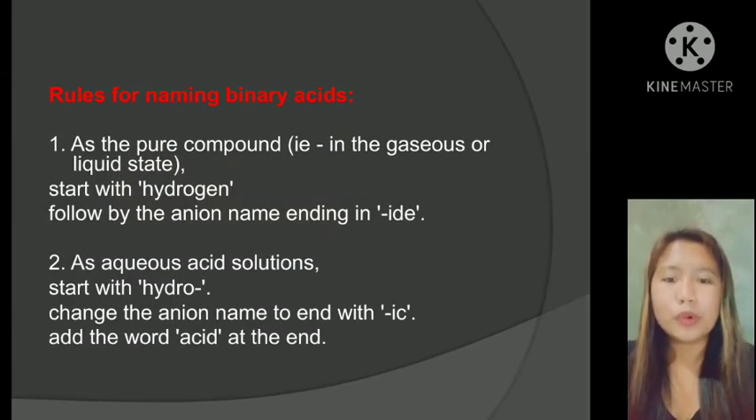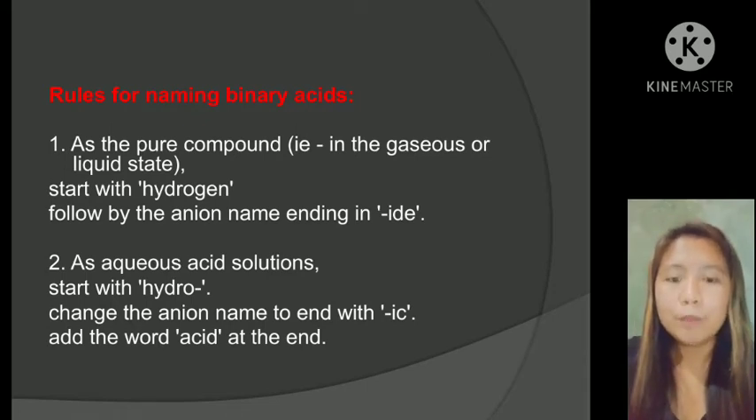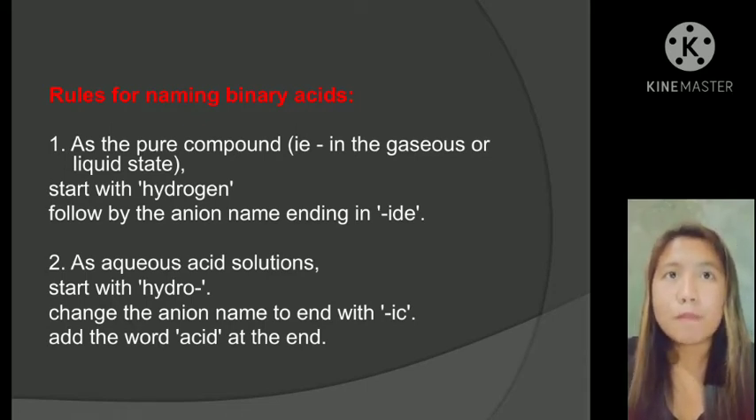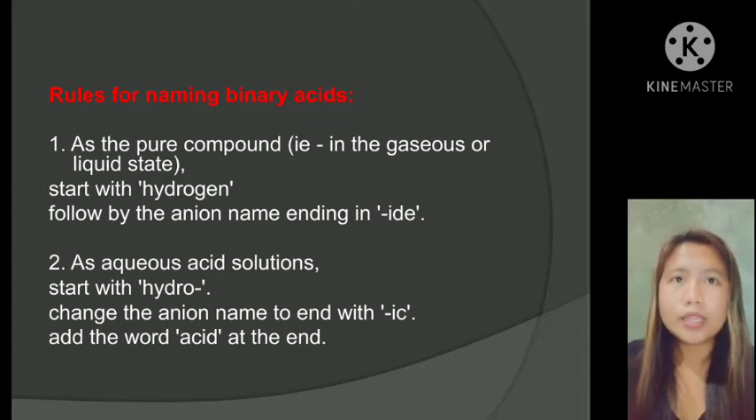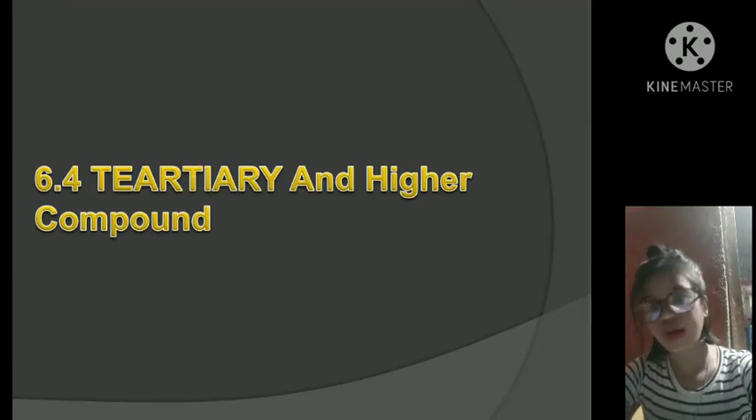There are some rules for naming binary acids. Number 1. The pure compounds, for example in the gaseous or liquid state, start with hydrogen, followed by the anion name ending with IDE. Second, as the aqueous acid solution, start with hydrogen, change the anion name to end with IC, and add the word acid. Now 6.4, tertiary and higher compounds.